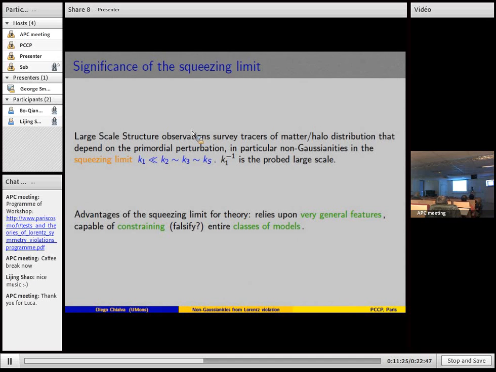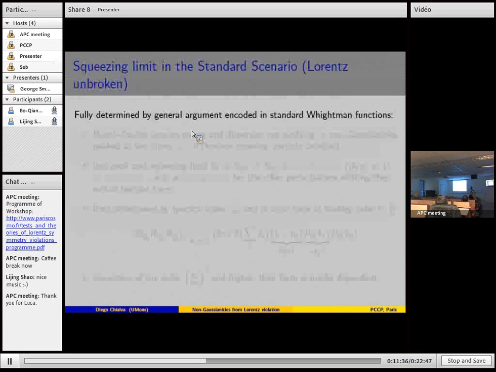The nice point is that this squeezing limit is so extreme that it relies on very general features, not on tiny details of the models. So I can actually constrain and maybe falsify entire classes of models. So in the standard scenario, the leading contribution to the squeezing limit is fully determined by general arguments that are encoded in the standard Whitman functions.